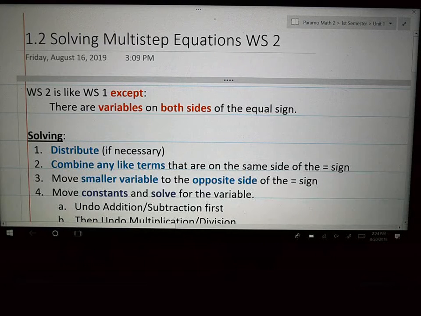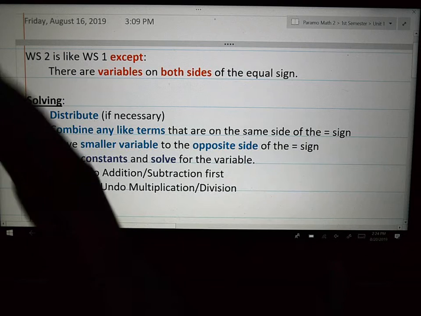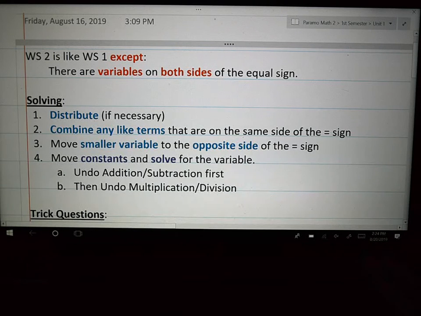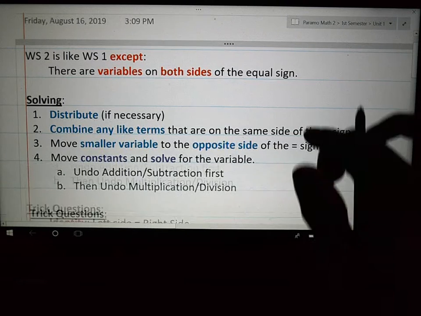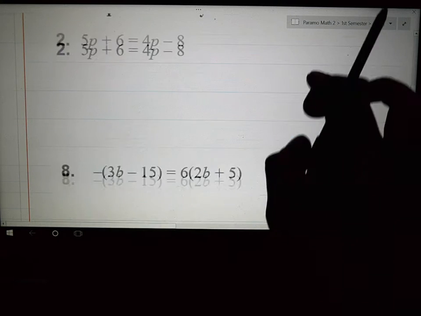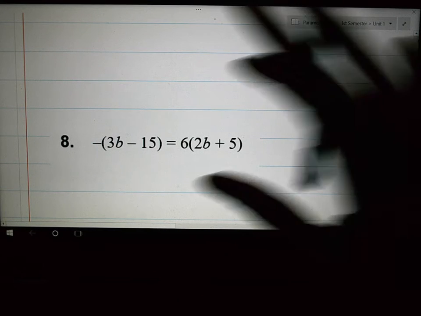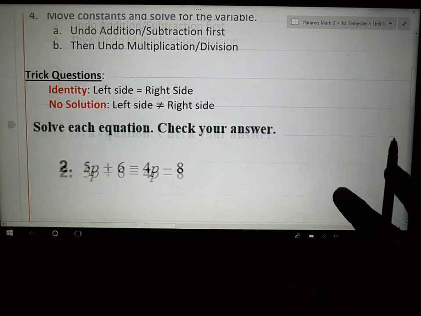Seventh period, 1.2 notes for Math 2. Let's get going. You're going to do just about everything you did before on worksheet 1. It's almost all the same. The only big difference is that now you're going to have variables on both sides of your equal sign. It's almost like they decided, hey, let's make some harder problems and throw them on worksheet 2. So I don't think that's a big deal.